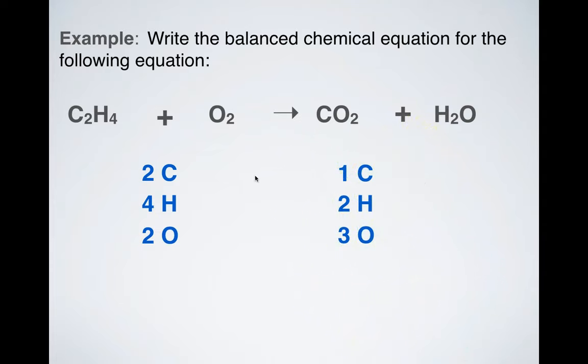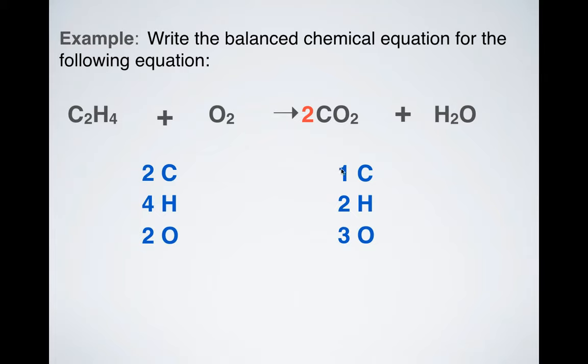So pick something to balance. What's the easiest thing to balance here? Put a 2 in front of this. But look what that does. That now changes the number of oxygens that I have. So look, what do I have now? I have 5 oxygens, and I only have 2.